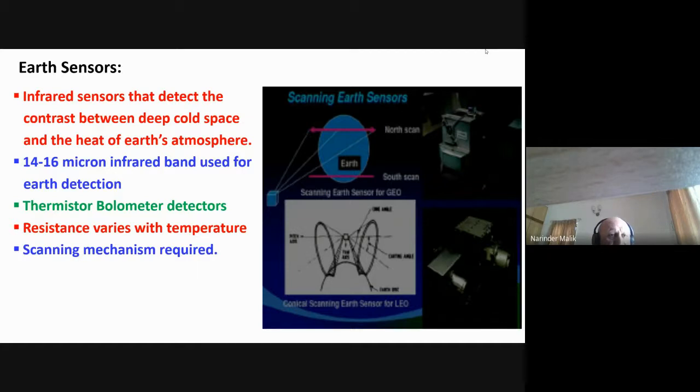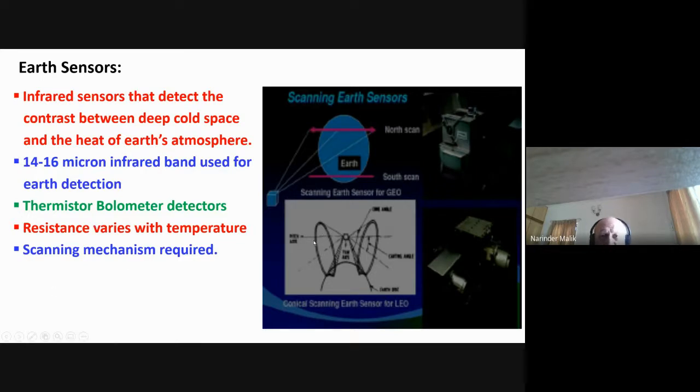For the Earth sensor, the 14 to 16 micron band is selected because in this band, the variations in the Earth's radiation output due to time of day and season are minimum. The sensor uses a thermistor bolometer on which the infrared output will fall, its resistance varies, and then you can measure. You will be able to process the data of the detectors and find out the attitude errors.